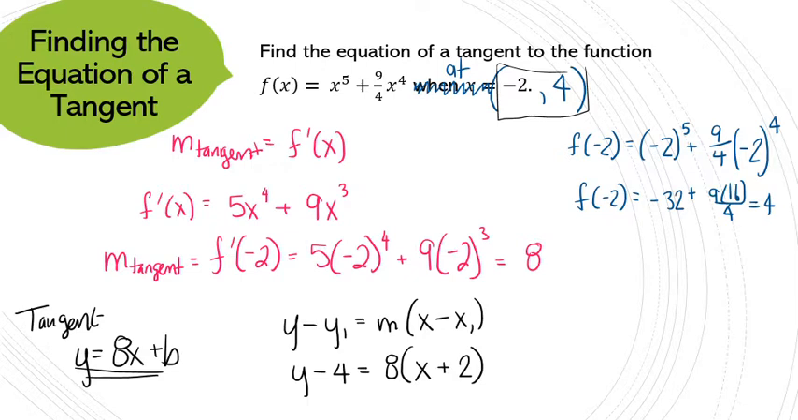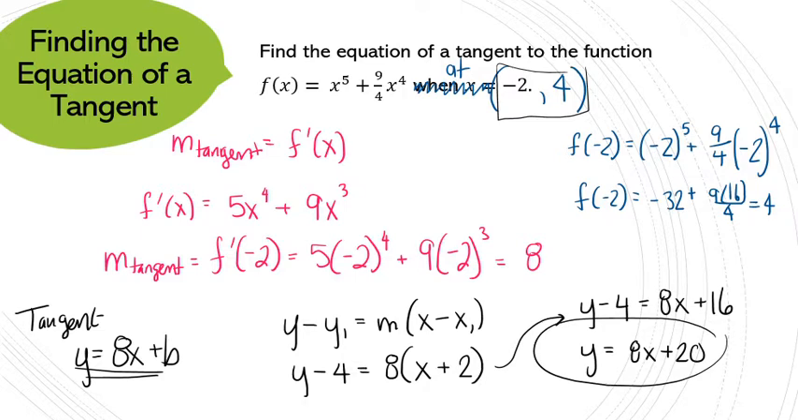Or if you're really determined to have y equals mx plus b, you can just math it out. y minus 4 equals 8x plus 16, rearranging, y equals 8x plus 20. This is the equation of a tangent to the graph f of x equals x to the power of 5 plus 9 over 4 x to the power of 4 at the point x equals negative 2, comma 4.